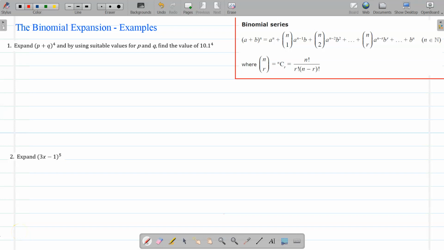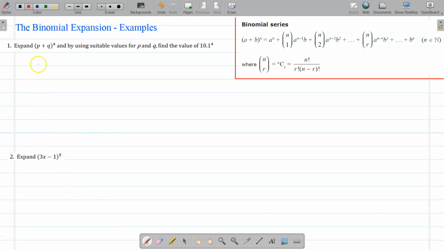Welcome to this second video on the binomial expansion. In this video we're looking at two questions that require us to use the form of the binomial series that we had looked at in the previous video. The first thing is asking us to expand p plus q to the power 4 and then, using suitable values of p and q, to find the value of 10.1 to the power 4.